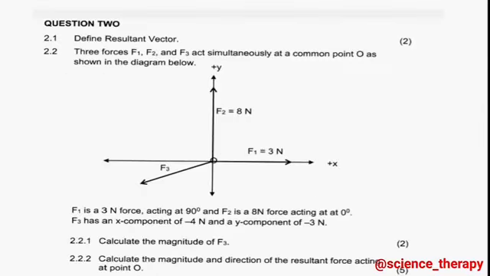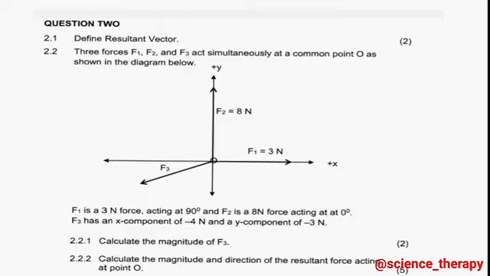2.2 says three forces F1, F2, and F3 act simultaneously at a common point O as shown in the diagram below. Now we can see from the diagram, F1 is a 3 Newton force acting at 90 degrees and F2 is an 8 Newton force acting at 0 degrees. F3 has an x component of negative 4 N and a y component of negative 3 N. So we've been given the components for F3. No need to calculate them.